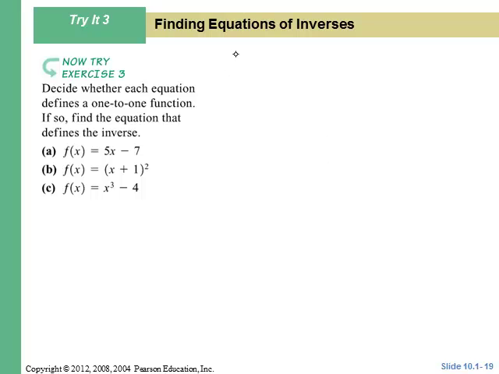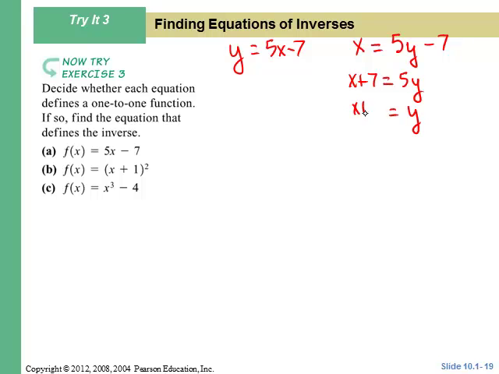So the first one, y equals 5x minus 7. Switch the x and y. x equals 5y minus 7. Get the y all alone. x plus 7 equals 5y. y equals x plus 7 over 5. Replace y with f negative 1 of x.